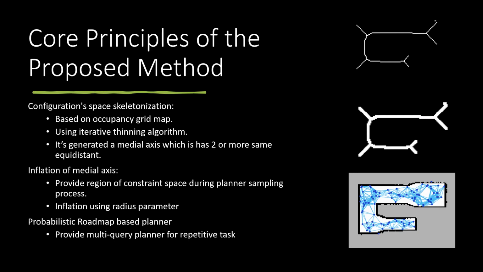And lastly, for the planner, we use a probabilistic roadmap for the path planning. As we know from the task characteristics, it is required to be done repetitively. And this probabilistic roadmap provides the capability to do multi-query planning.